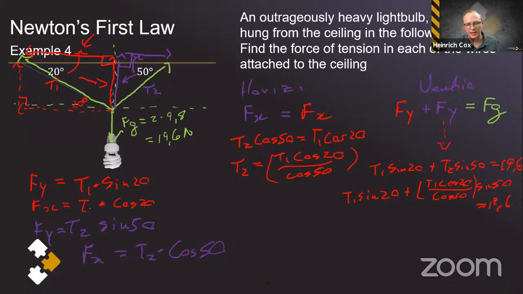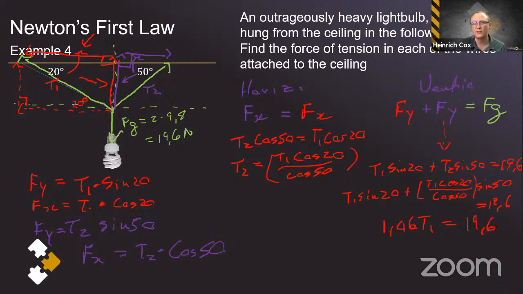And now I'm going to use my calculator to add up those coefficients of T1. So we've got to go sine 20 plus the coefficient of the other T1, which is going to be cos 20 over cos 50 multiplied by sine 50. And that means the coefficient of T1 is going to be 1.46. So 1.46 T1 is equal to this 19.6.